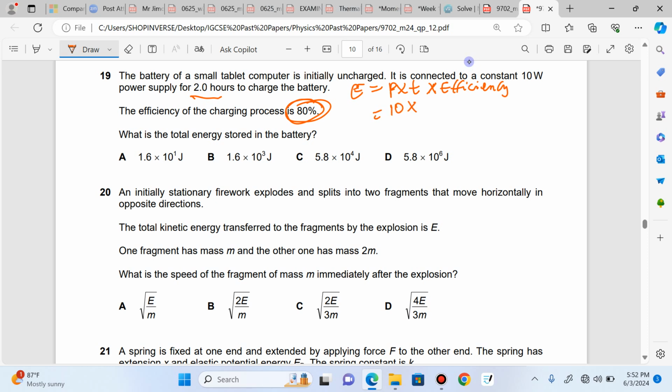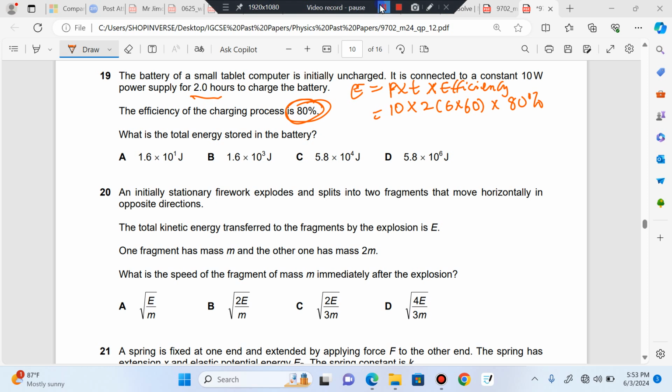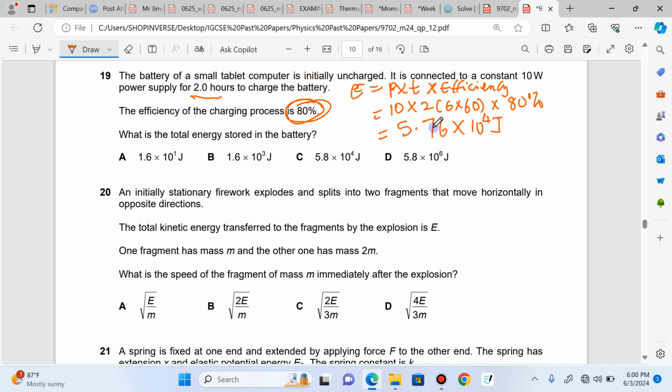Power is 10 watts, time is 2 hours. Don't forget that we have to express our time in seconds by multiplying by 60 times 60, or by 3600. That's how you convert from hour to second. Now we multiply all of these by the efficiency, which is 80%. If you use your calculator, I got 5.76 times 10 to the power 4 joules, and writing this in standard form, that will be 5.8 times 10 to the power 4 joules. That makes C the correct answer to question number 19.